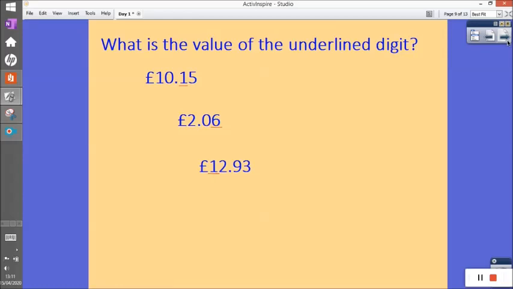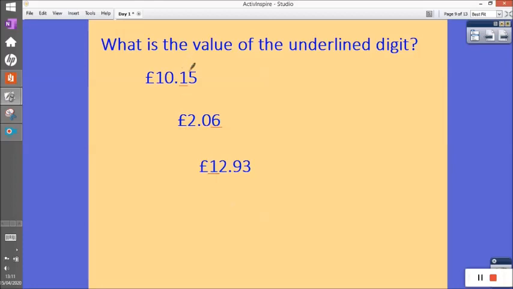Okay, I'd like you to have a look now. What is the value of the underlined digit? So in £10.15, what does the 1 represent? Write it in your book. In £2.06, what does the 6 represent? And in £12.93, what does the 1 represent? If you need a bit of time, pause me and then come back when you're ready.